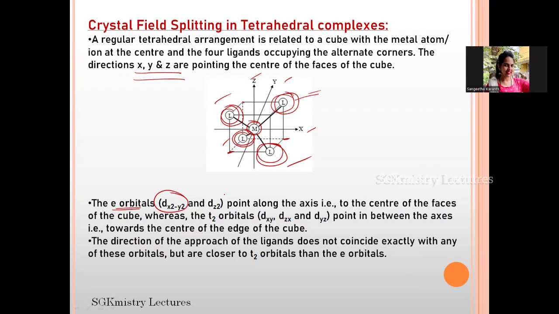The E orbitals consist of dx square minus y square and dz square. Now we know that these two orbitals are in the direction of the axis. Since these two orbitals are in the direction of the axis, of course, their energy will decrease because the ligands are approaching in between the axes. So the T2 orbitals, which consist of dxy, dzx, and dyz, will have higher energy now.